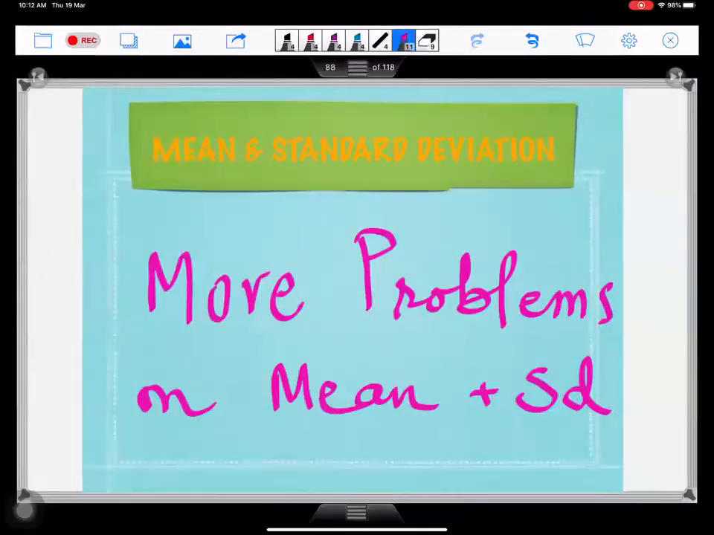We are starting with the third lecture on representation of data. The first subtopic that we are studying is mean and standard deviation. What we have done in the very first class, we studied the basic concept of mean and standard deviation. In the second class, we introduced the concept of coding, assume mean. What is coding? What is assume mean?